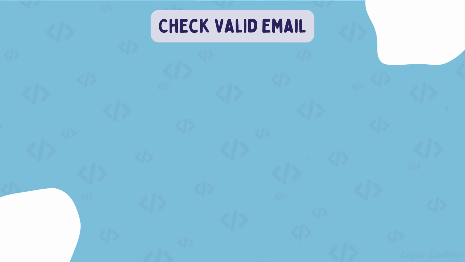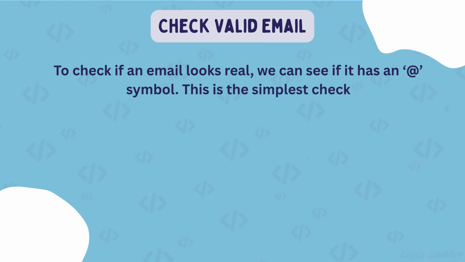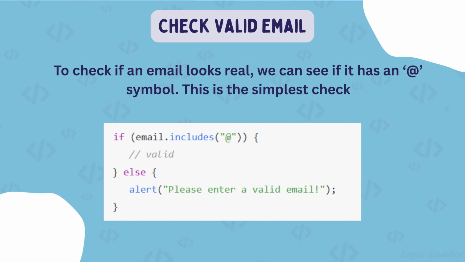Next thing in validating our forms, if we have an email field, is to check whether the user puts a valid email address. To check if an email looks real, we can see if it has an @ symbol. This is the simplest check. Later, you'll learn more advanced ways, but this is perfect for now.